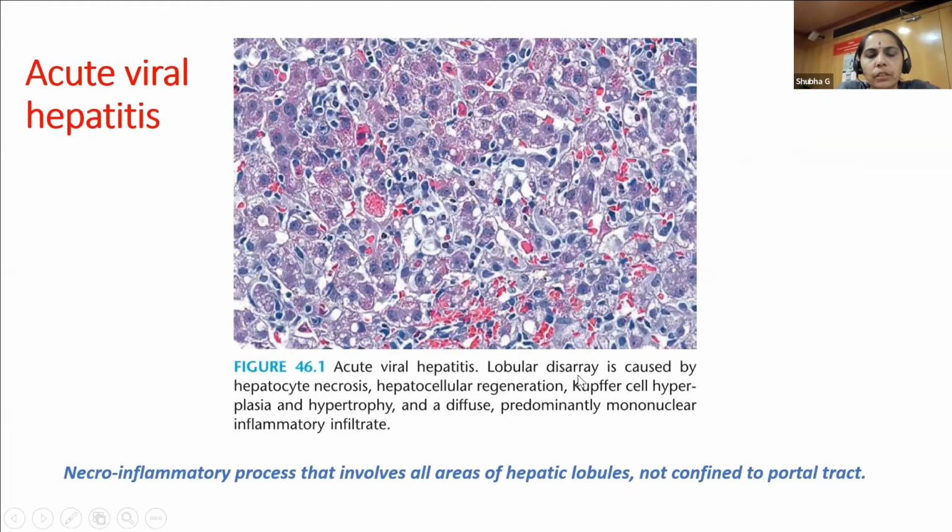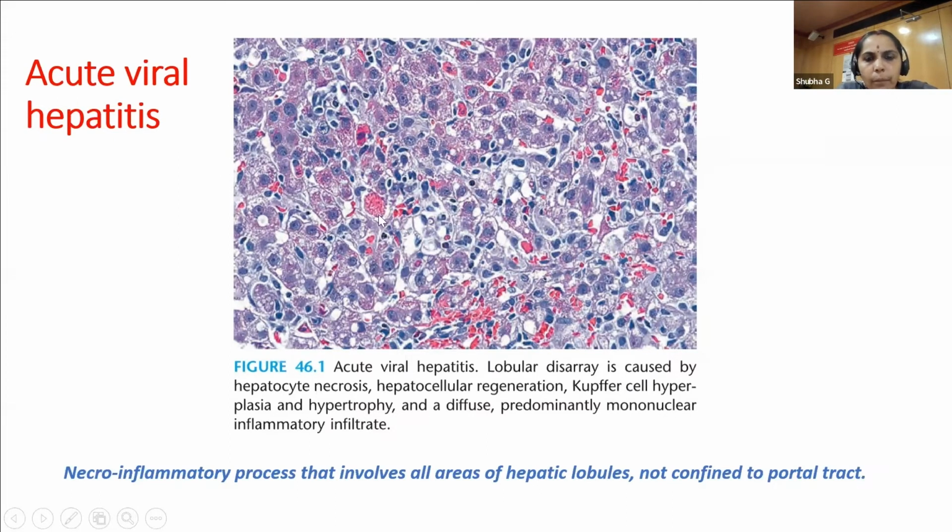So this is just a histological picture of acute viral hepatitis. Most often we don't get a liver biopsy for the same, but what we are seeing here is a lobular disarray. The lobular pattern of arrangement of liver parenchyma is lost because of the hepatocyte necrosis and mononuclear inflammatory infiltrate. And there is a Kupffer cell hyperplasia and hypertrophy and hepatocellular regeneration.